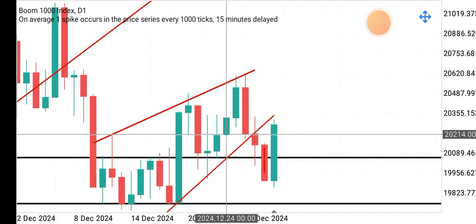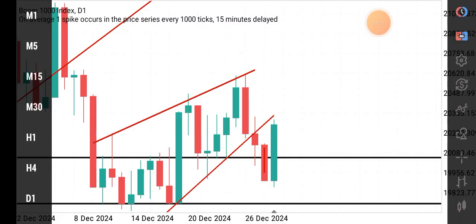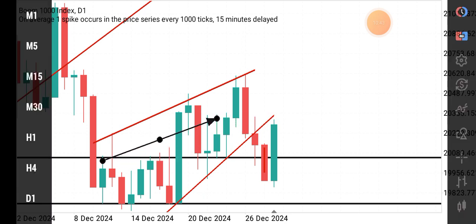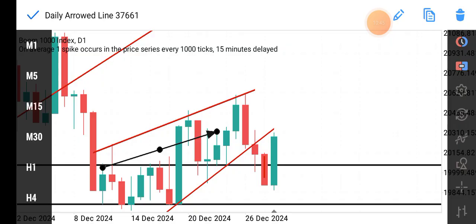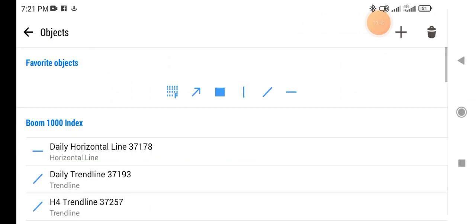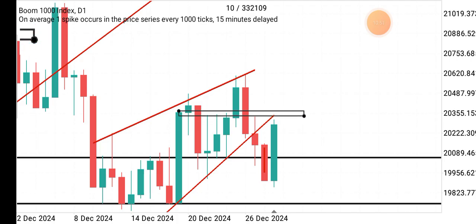If you look at this, guys, let me show you something. Look at this. What is happening here? Look at rejection here, rejection here, rejection here, rejection here, and the market is back again at this zone. So what do you expect? Rejection again, guys. So before you can really confirm that, you need to look at the structure the market has formed on the lower time frame.